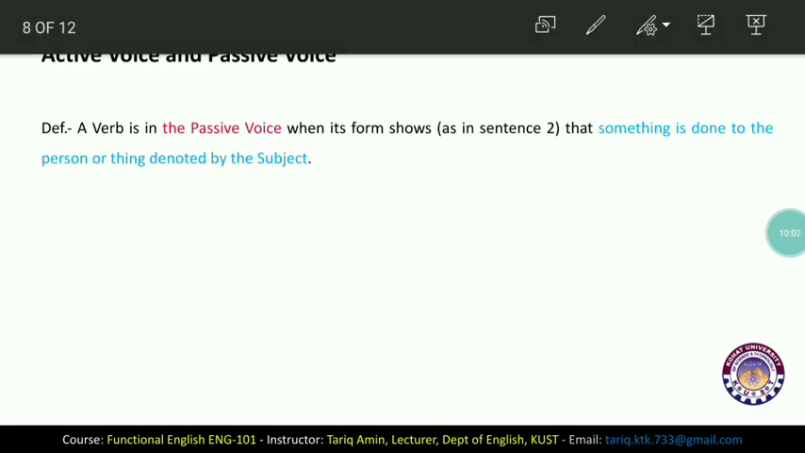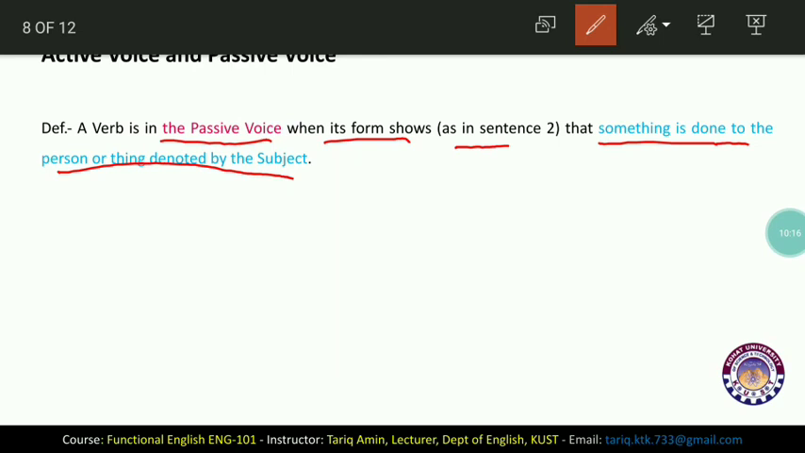A verb is in the passive voice when its form shows, as in sentence 2, that something is done to the person or thing denoted by the subject. If the form of a verb shows that the person or thing denoted by the subject is affected by an action, it is said to be in the passive voice.